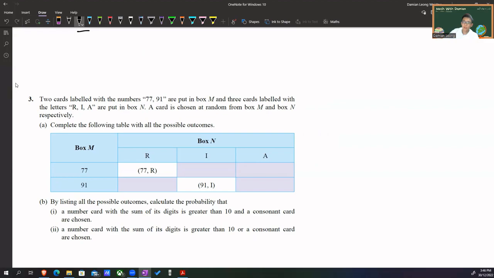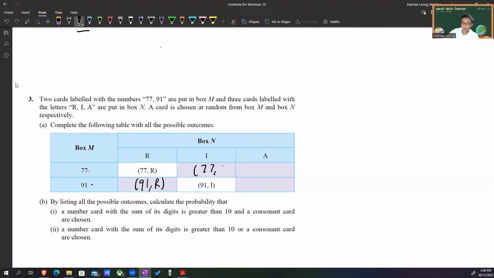Okay, so inside box M, I basically have the 77 and 91. Inside box N, I have R, I, and A. So they want you to complete the table with the possible outcomes. Basically, just match the outcome from box M with the outcome from box N. Just like the 77 matched with R here. So this one is 91 matched with R.